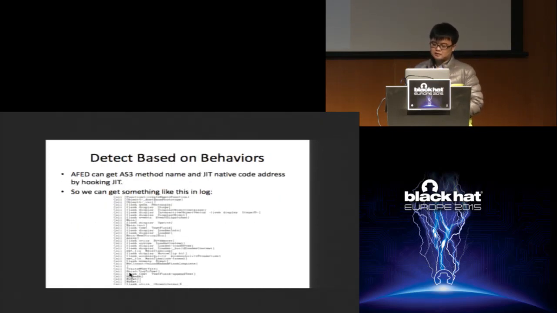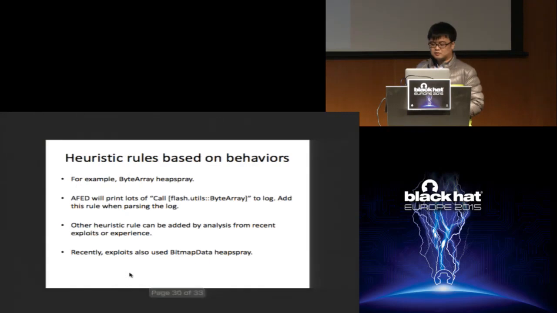I call this the sample's behaviors, because for each base object's function, we can record the behaviors. So I can add heuristic rules based on the behaviors. For example, if an exploit uses ByteArray heap spray, AFED will print lots of core flash utils ByteArray to the log file because this is the constructor. So when parsing the log file, I can add a rule to detect the ByteArray heap spray. Other heuristic rules can be added by analysis of recent exploits or your experience.